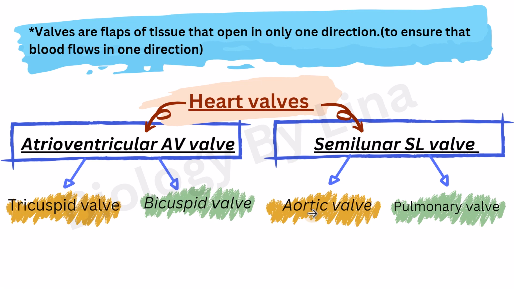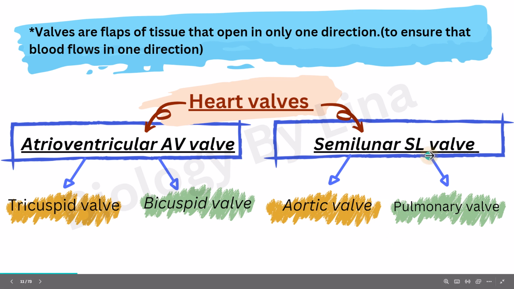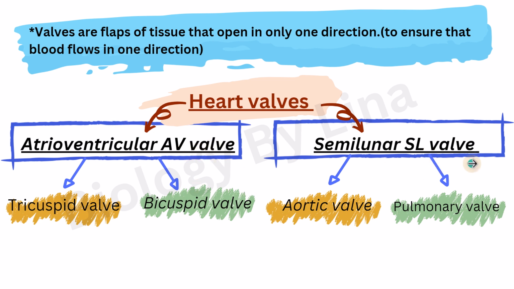Now let's talk about the valves of the heart. What are valves? Valves are flaps of tissue, like layers of tissue, that open in only one direction. So what is their main function? They ensure that the blood flows in one direction, which means they prevent the blood from flowing back in the other direction. We can divide the heart valves into two major groups, AV valves and SL valves. AV means atrioventricular valve, and SL means semilunar valve.